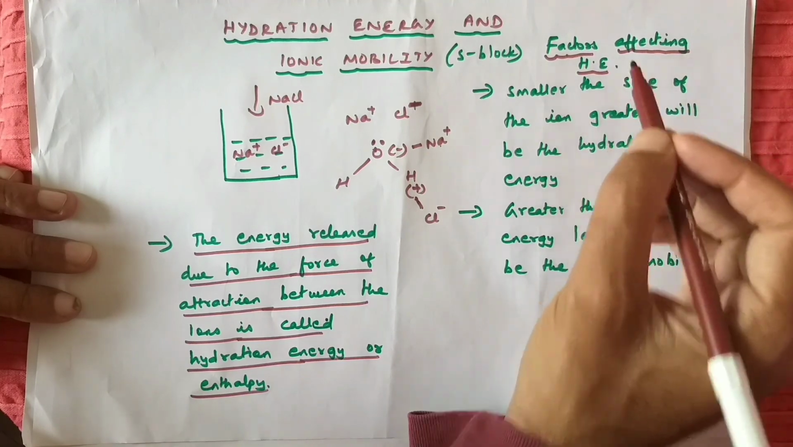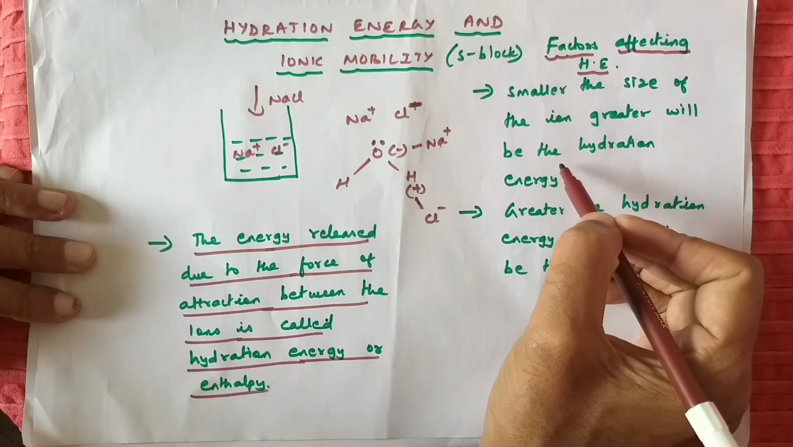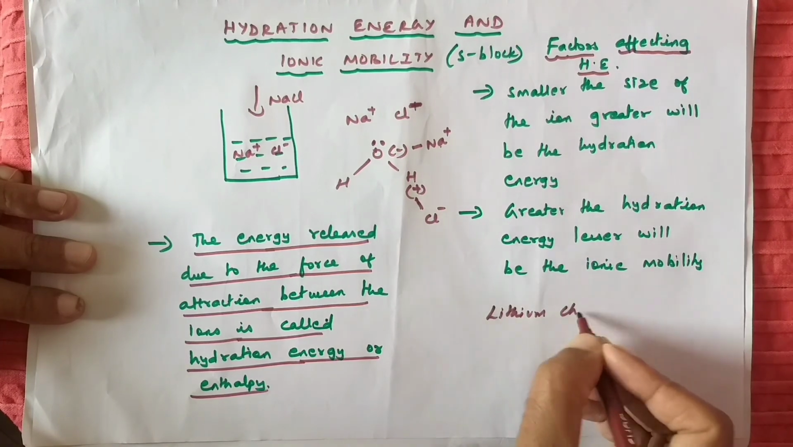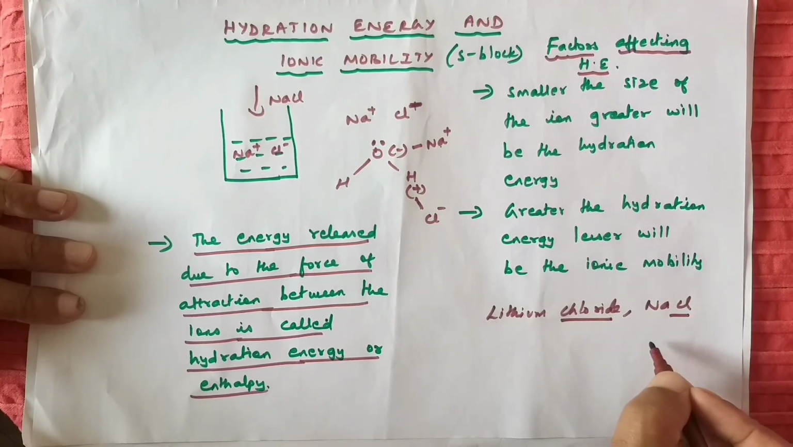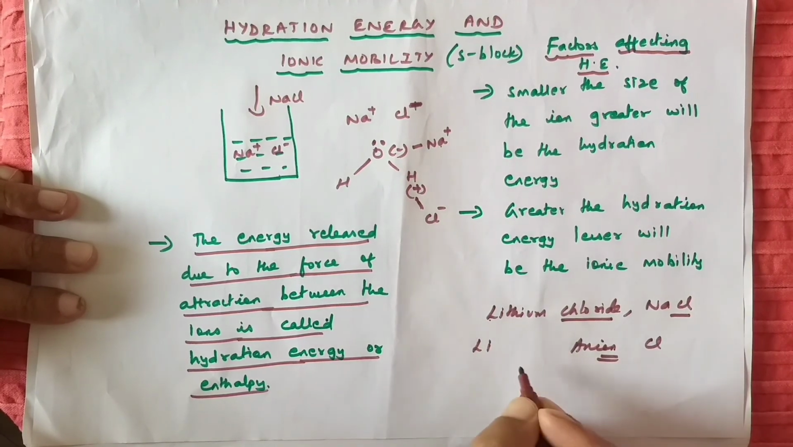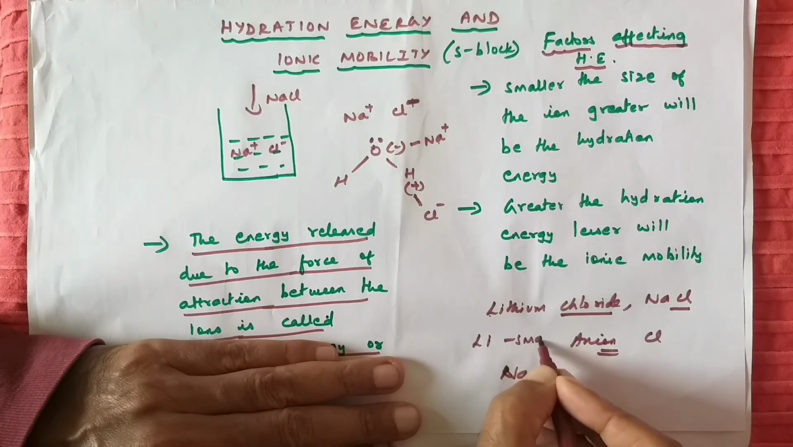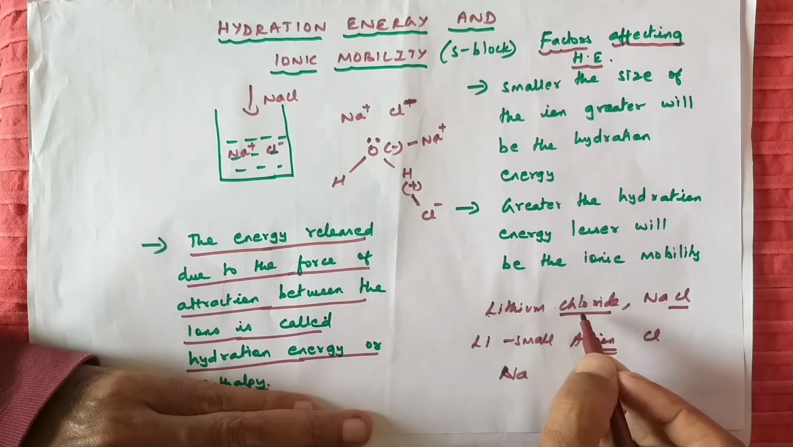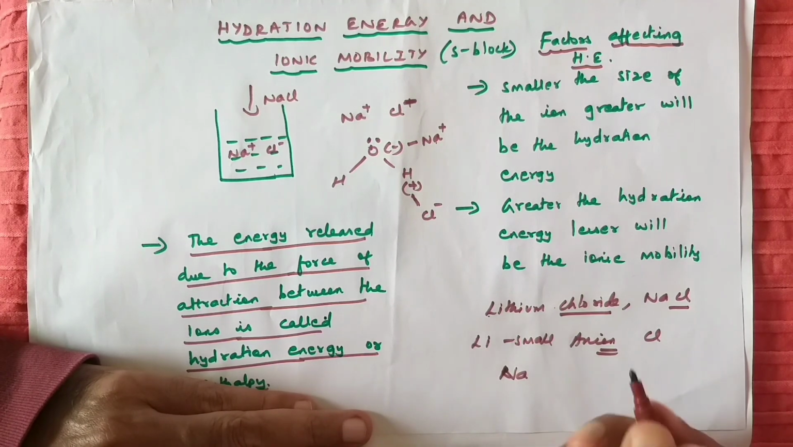And what are the factors affecting hydration energy? Smaller the size of the ion, greater will be the hydration energy. For example, if we take lithium chloride and sodium chloride, in both cases the anion part is Cl-, but here I have lithium and here I have sodium. Lithium is smaller in size when compared to sodium. So LiCl will have more hydration energy, because of the small size the force of attraction will be more and the energy release will be more.